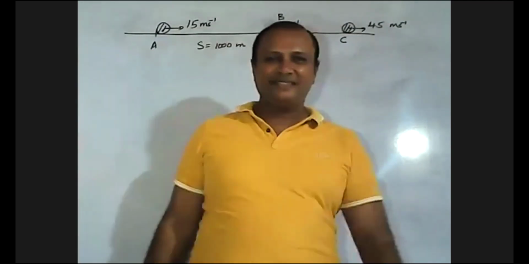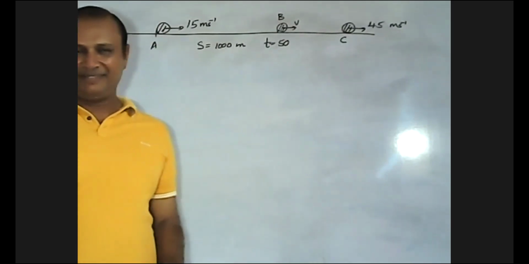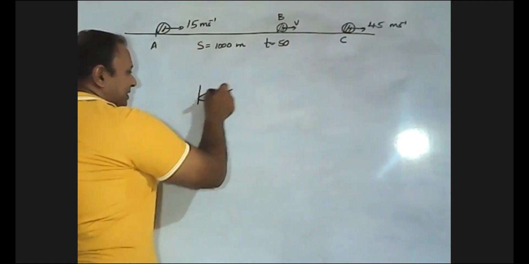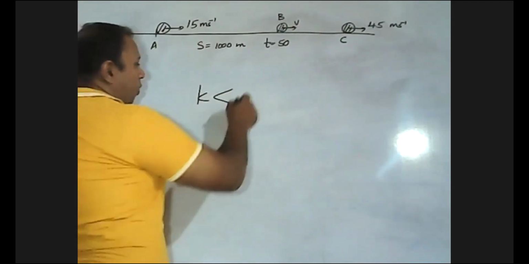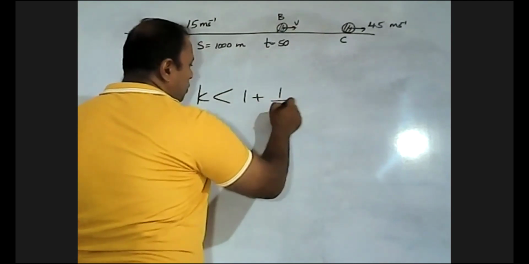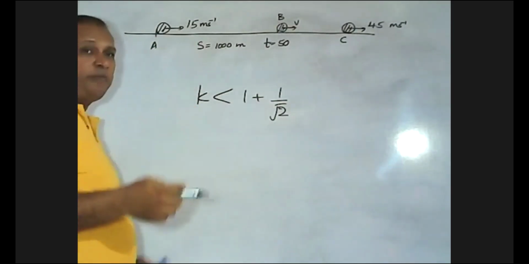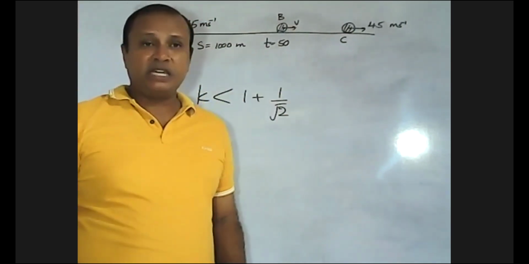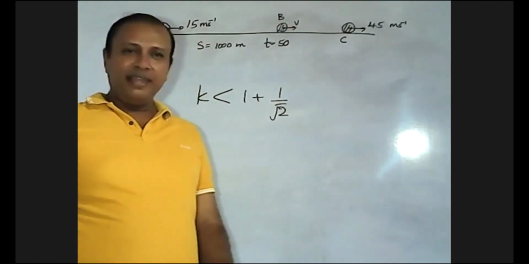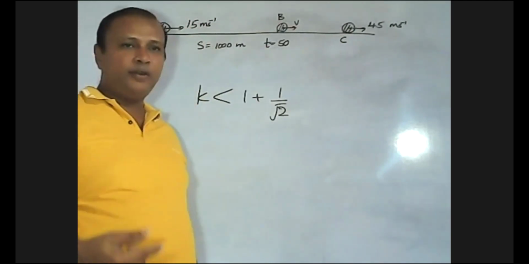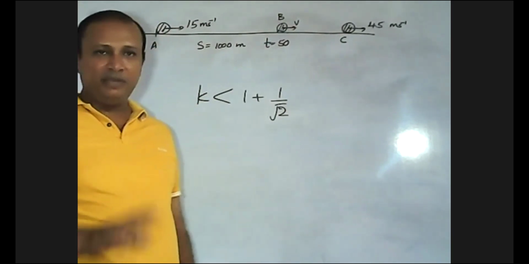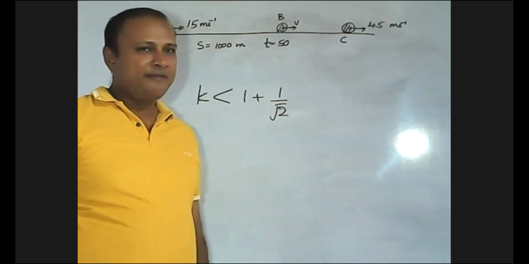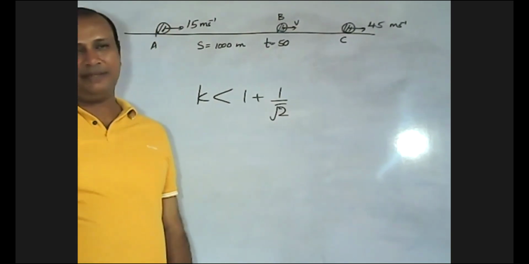Okay. If K is smaller than 1 plus 1 over root 2, then B can never pass A. You have to draw both VT curves on the same graph. Then you can use those graphs to prove this. That means if this happens, then we can never pass it.